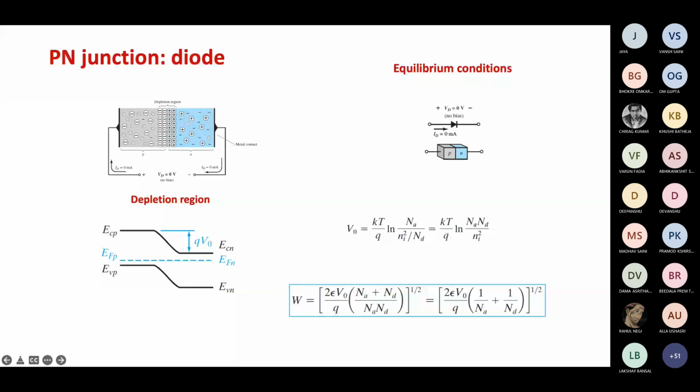Sir, can you use the pointer? We are not able to see where you are pointing. Okay, let me, is it all right now?